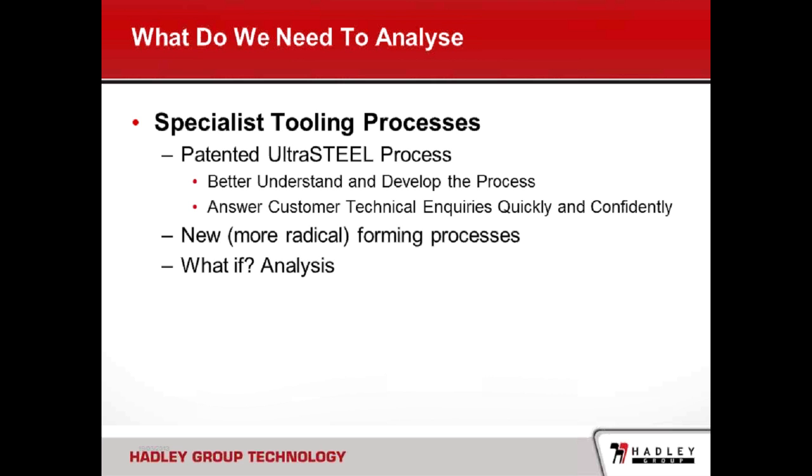And then finally, we've also developed a number of specialist tooling processes, one of which is a patented process which is licensed throughout the world called UltraSTEEL. And we've used simulation to get a better and clearer understanding of the UltraSTEEL process, and also so that we can answer more and more technical questions which are being asked of us by our customers more quickly. We're also looking at more radical forming processes, seeing if we can develop new patented technologies, and also looking at kind of what-if analysis, whether we can do something upstream or downstream of the roll forming process. It's something we can analyze, and so of course do without prototyping and without development costs.